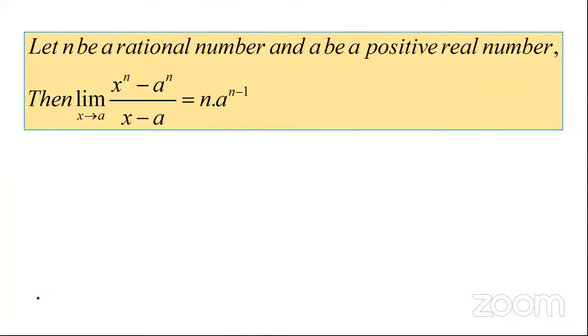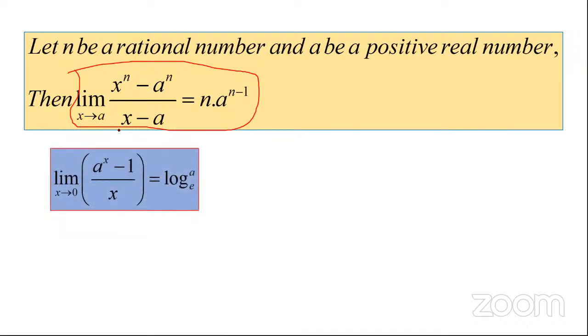So some important formulas for this chapter. Let n be a rational number and a be a positive real number, then the limit as x tends to a of (x^n − a^n)/(x − a) equals n·a^(n−1). This is the most important formula, and it is used in the 4 marks question.